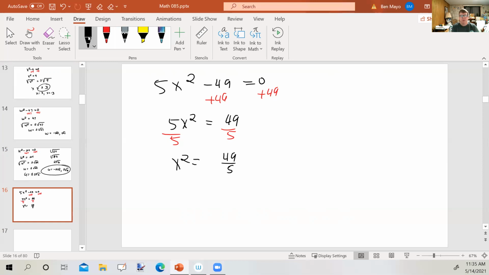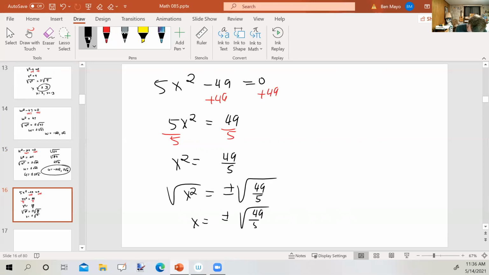So now I have a perfect square on the left equals a constant on the right. Taking the square root of both sides of the equation, I get x equals plus or minus the square root of 49 over 5. However, the square root of 49 is 7, so I get plus or minus 7 over the square root of 5. But recall in the last chapter that we learned how to rationalize the denominator.